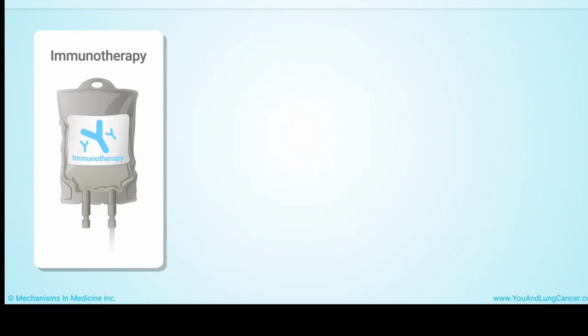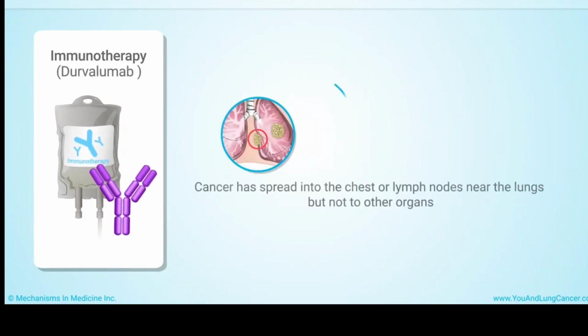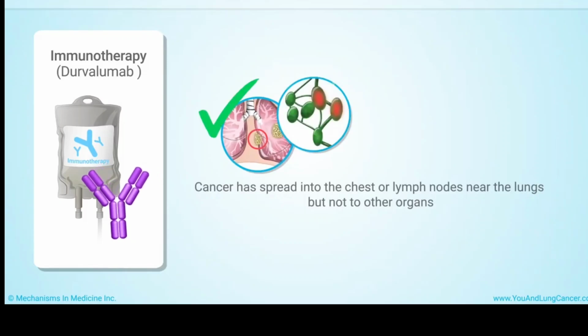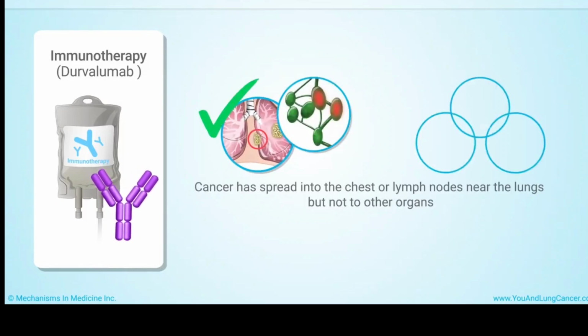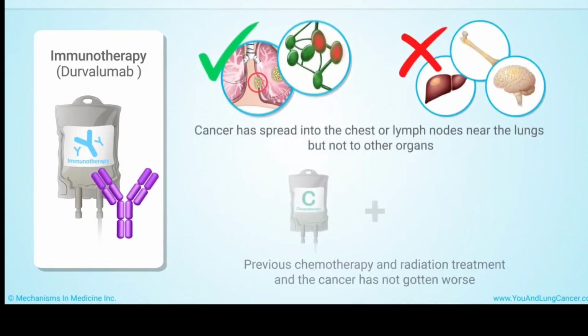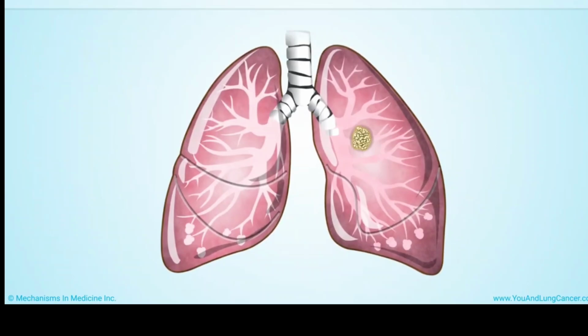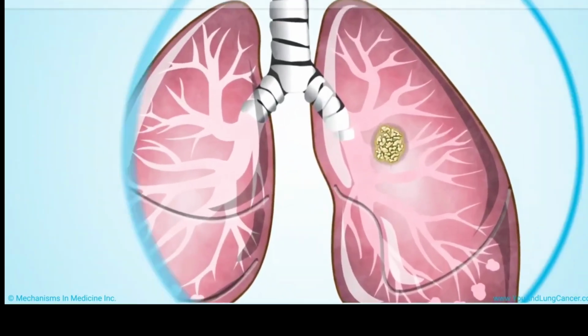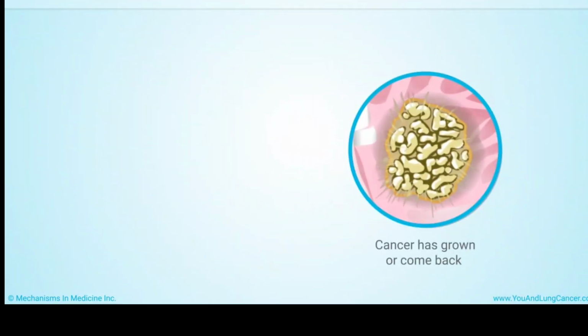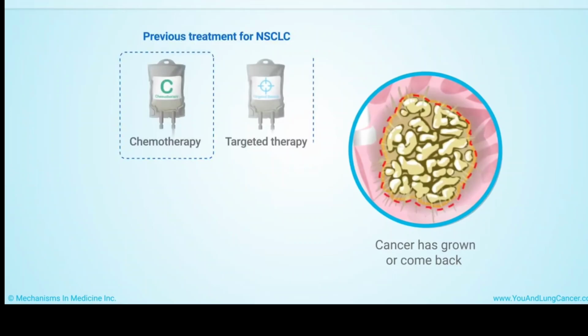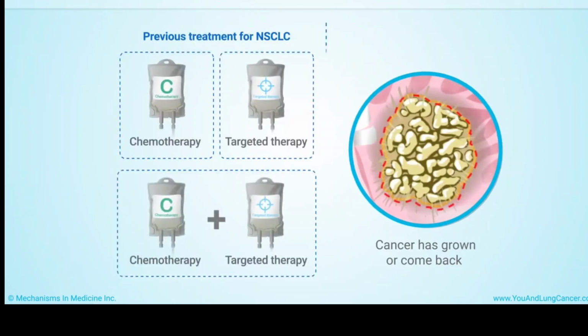Your doctor may recommend treatment with the immunotherapy drug durvalumab when your cancer has spread into the chest or lymph nodes near the lungs but not to other organs, or you have had chemotherapy and radiation treatment and your cancer has not gotten worse. Your doctor may recommend immunotherapy if your cancer has grown or come back after you have had chemotherapy, targeted therapy, or both.